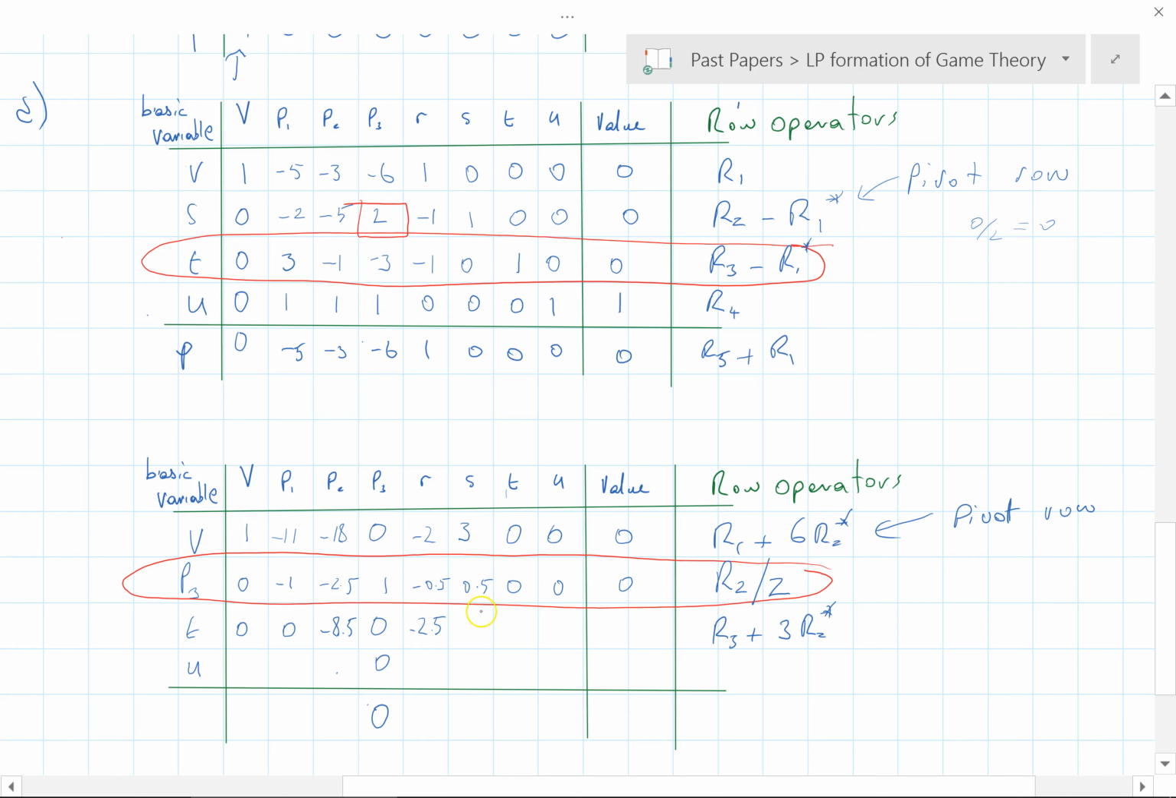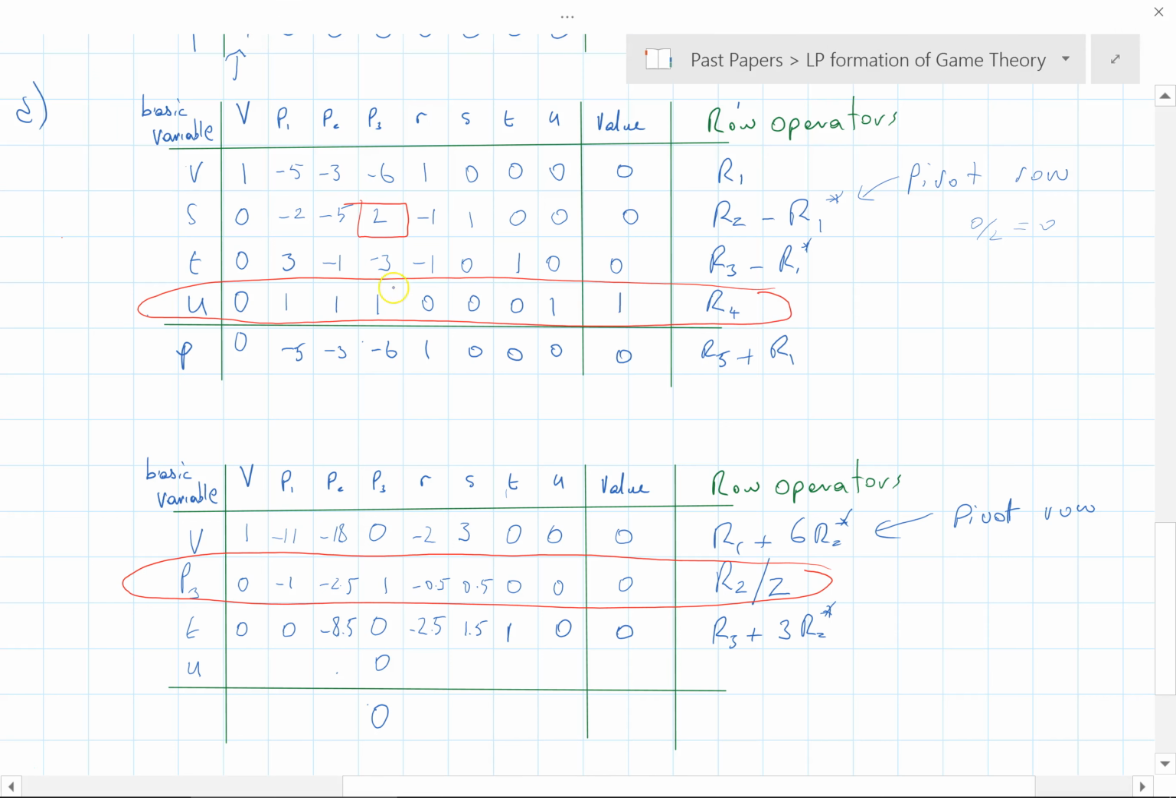0, add on 3 times 0.5, that's 1.5. 1, add on 3 times 0, so that's 1. 0, add on 3 times 0, so that's 0. 0, add on 3 times 0, that's 0. Okay, so that's that row done. So now let us consider the 4th row.